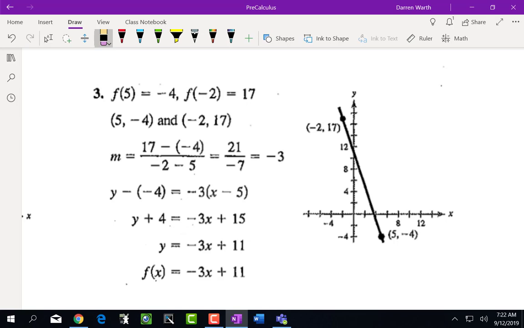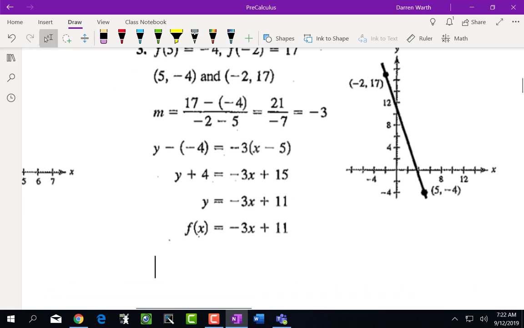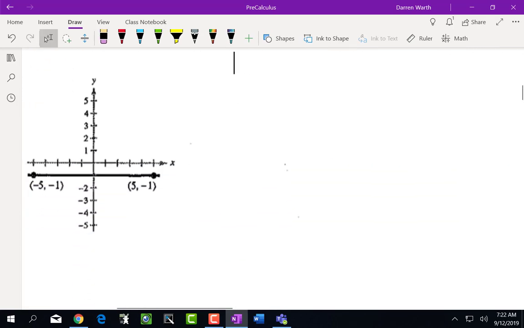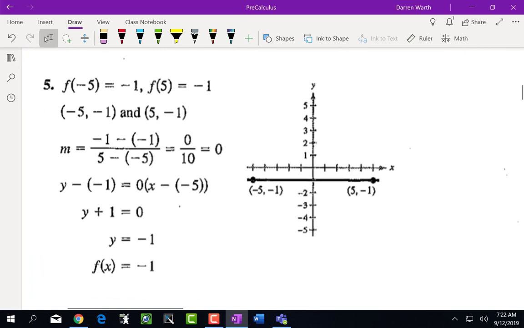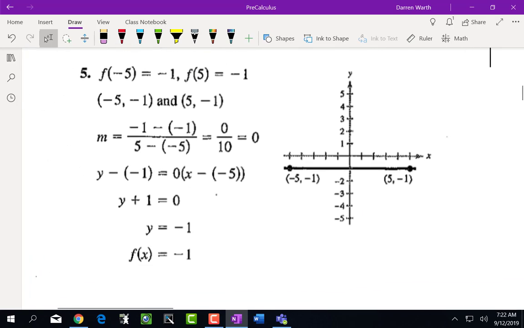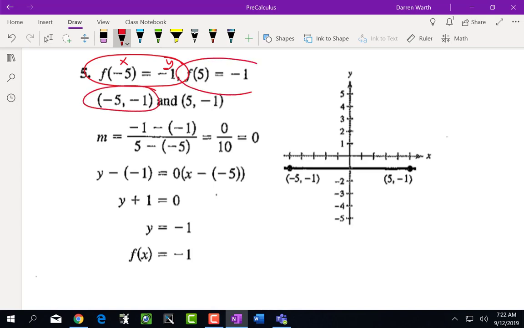Let's take a look at number 5. On number 5, it looks like, again, we have f of negative 5 equals negative 1. This is an xy pair, so they rewrite this as an xy pair of negative 5, negative 1. You've also got f of 5 equals negative 1. They rewrite that as an xy pair, and they get 5 and negative 1.